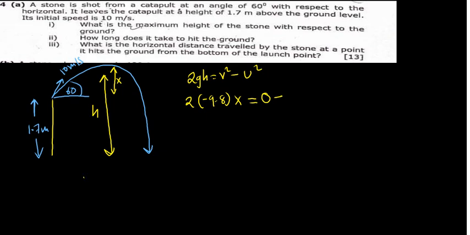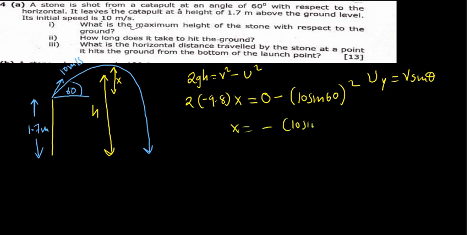Now remember, this stone is going, we are considering motion in the y. So we need to find the initial velocity in the y. The initial velocity in the y direction is given by velocity times sin theta. So that's what we're going to put here. The velocity is 10, and then sin of the angle, which is 60, and that will be squared. So to remain with x, it is going to be 0 minus that, which will just be negative 10 sin 60 squared, and then we'll divide both sides by negative 9.8. So x is going to give us 3.83 meters.